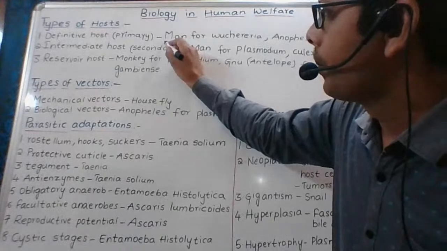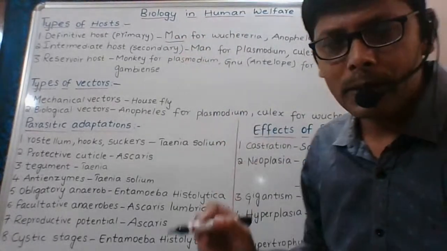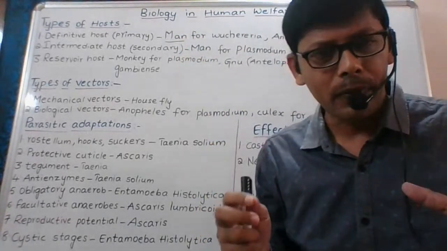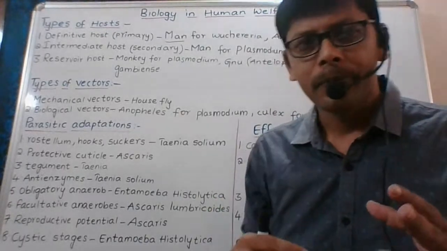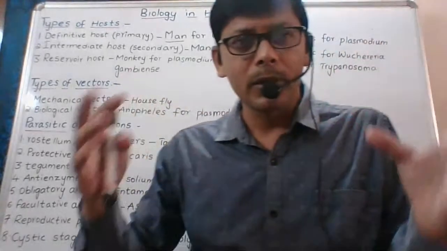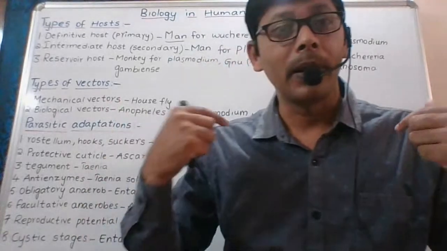Man is the primary host, because Wuchereria bancrofti, Wuchereria bancrofti, okay, thus mature stages of Wuchereria bancrofti live in our bodies.